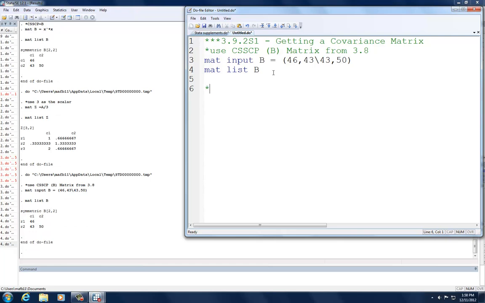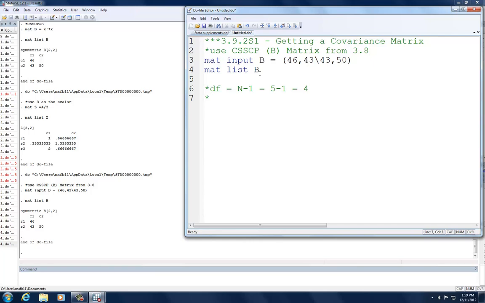Alright, and just as a note, the degrees of freedom equals n minus 1. And in the case that we're using to get the CSSCP matrix in video 3.8, our number of observations was 5. Because remember, our matrix of deviation scores was a 5 by 2 matrix. So 5 observations on 2 different variables. So we've got 5 minus 1 equals 4.